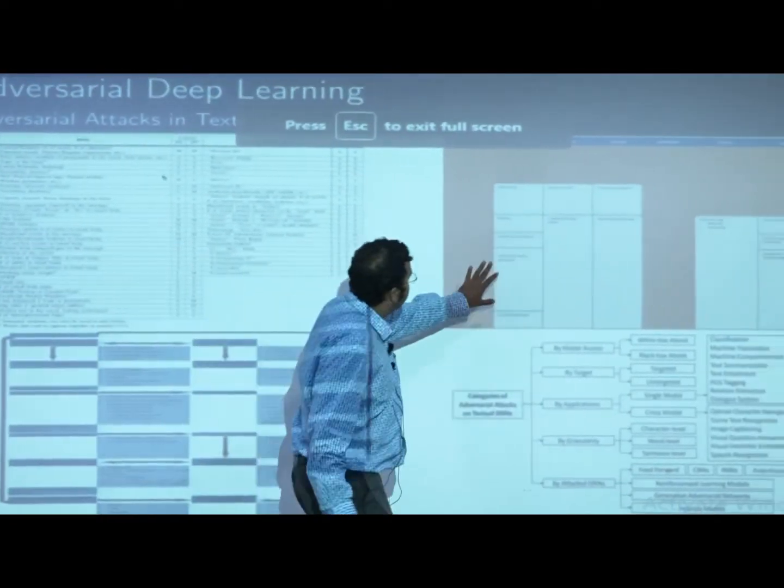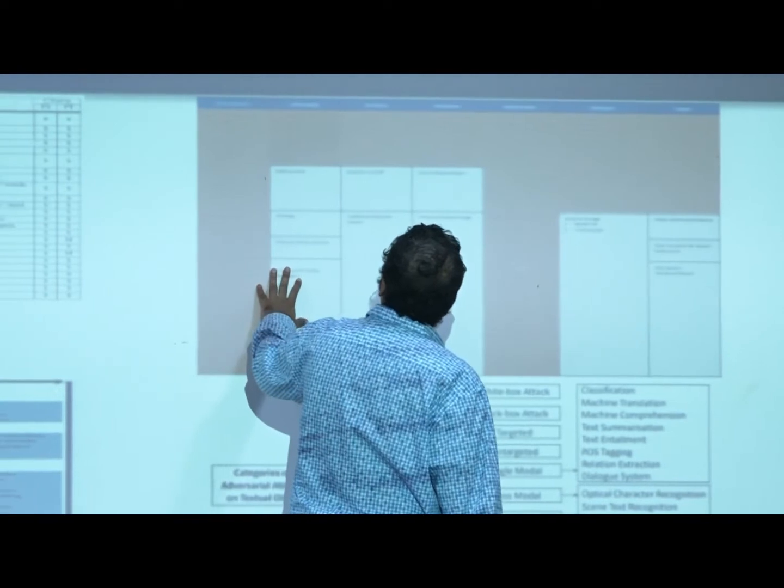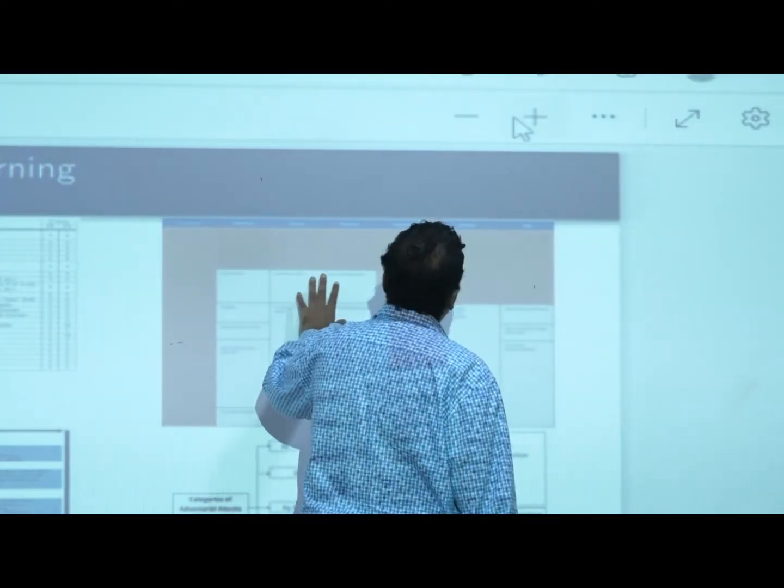So here's a Microsoft taxonomy of all possibilities where phishing can be used, AI driven phishing.